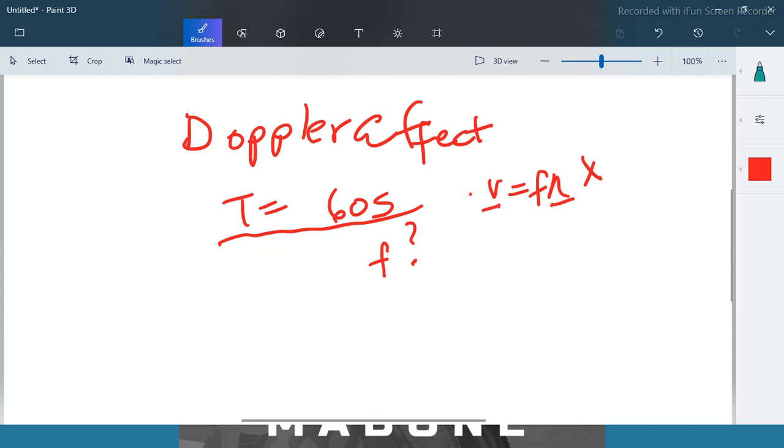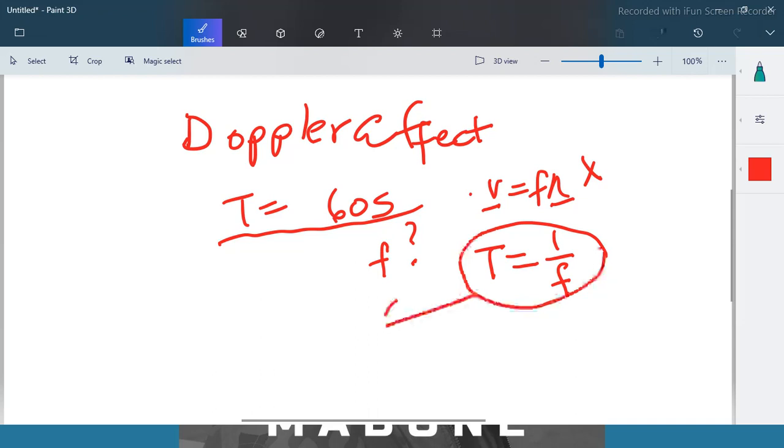Worry less. There is a formula which says T equals 1 over F. You can find this formula in your grade 10 books, right? So what are we going to do with this formula is that when you have time, you can find frequency. How do you find frequency, guys? You just say 60 seconds equals 1 over F, right? We cross multiply because this is the same as 1. We cross multiply and we have 60 F, which equals 1 times 1, 1, right?